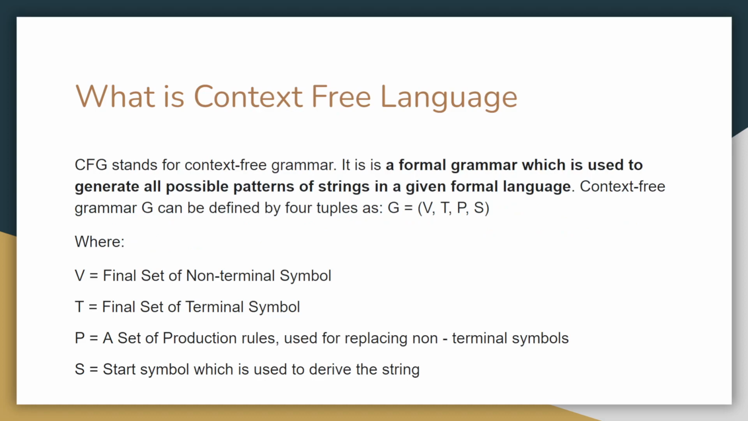So, what is context free language? CFG stands for context free grammar. It is a formal grammar which is used to generate all possible patterns of strings in a given formal language. All possible patterns, in the sense that if we have a string like a b to the power of n, then the possible strings would be a b, a b b, a b b b if n is 3, and a b b b b when n is equal to 4, and so on. Those are all the possible patterns of strings in a given formal language.